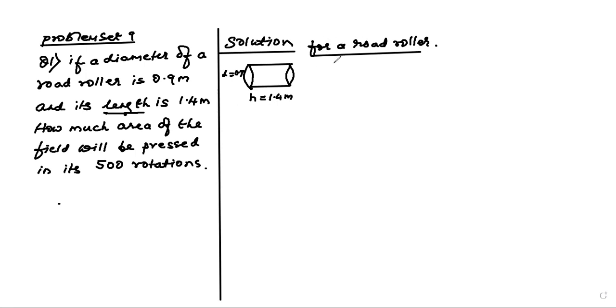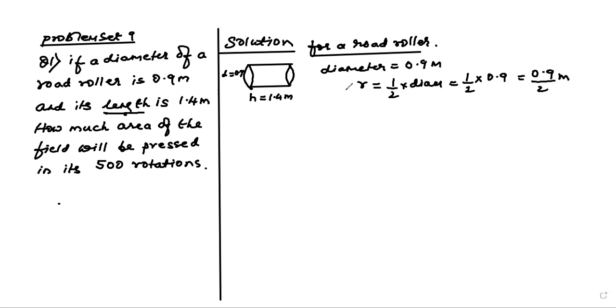For a road roller, they are giving the diameter equal to 0.9 meter. If diameter is 0.9 meter, radius is half the diameter. So it will become half into 0.9. Now, children, I'm not going to do anything much. I just write it as 0.9 upon 2. Then h, length of the cylinder, I told you this should be taken as h. Length of the cylinder is 1.4 meter.